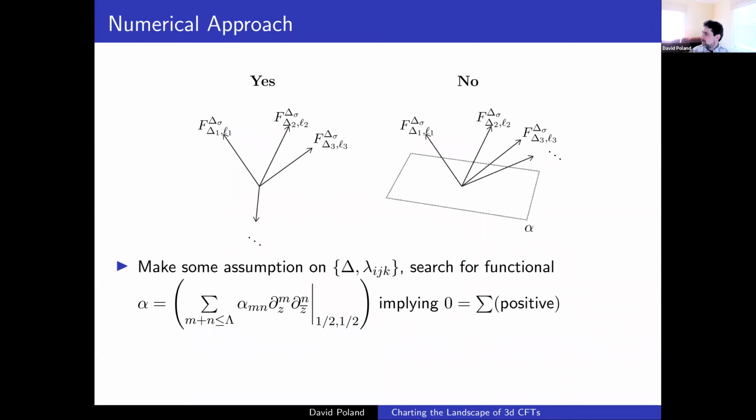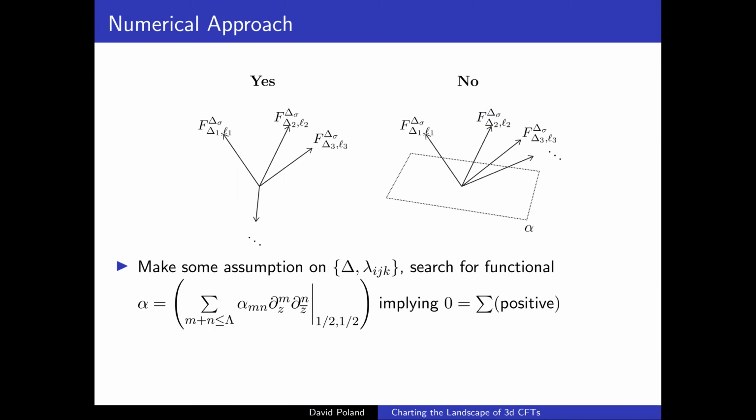This is a question about what basis you should use for these functionals. And here we've picked some particular basis given by derivatives at the point 1/2, 1/2. There are various nice things about this particular basis. 1/2, 1/2 is the most crossing symmetric point, so it treats the S channel and the T channel in a completely symmetric way. This is, by the way, the configuration where all 4 points in the 4-point function are put in a square. So it's easy to see that it's symmetric in the different channels.